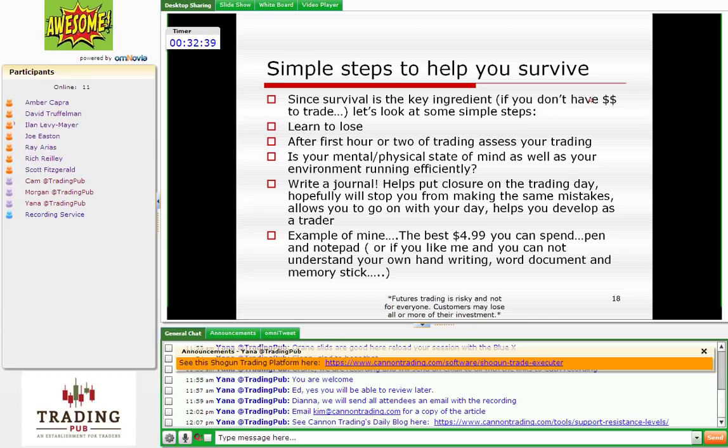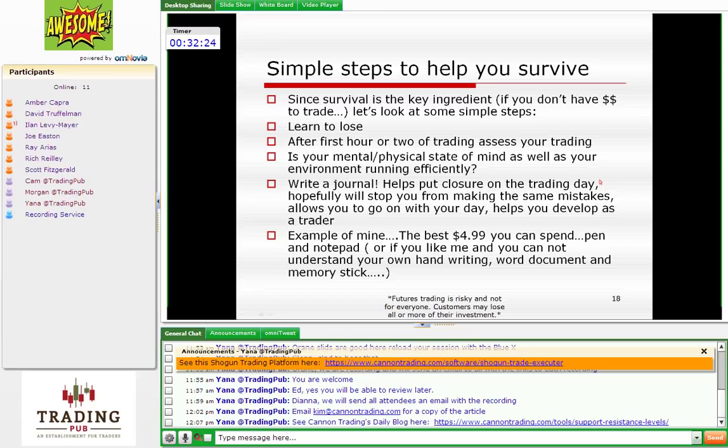A few other steps that you can take as a trader: after the first hour or two of trading, how are you doing? I'm not just talking about making money. Are you in the groove? Are you in the rhythm? Is your mental and physical state of mind running well? That's what I'm talking about. Write a journal.